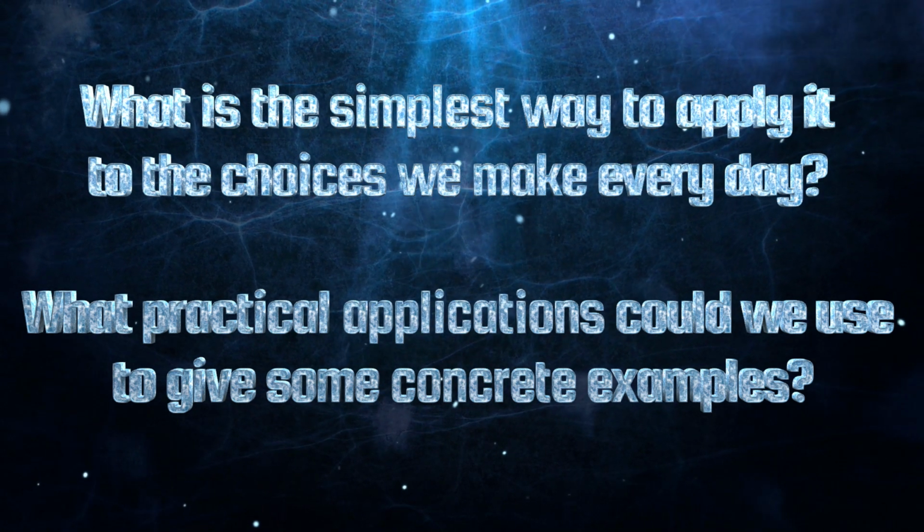Applying the scientific method to everyday choices involves adopting a systematic approach to decision making, gathering evidence, and evaluating options. Here is a simplified way to apply the scientific method to daily choices, along with practical examples. Identify the problem or question. Start by identifying the specific issue or decision you need to address. This could be anything from choosing what to eat for breakfast to deciding which route to take to work.